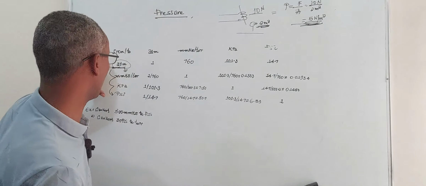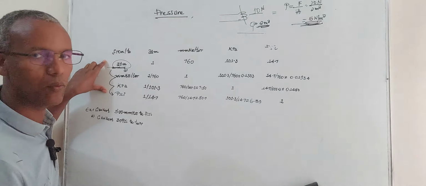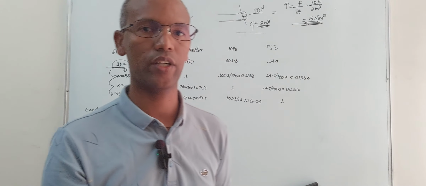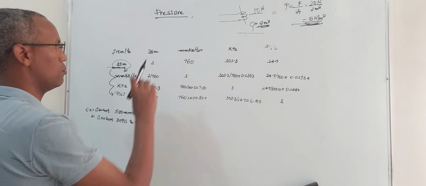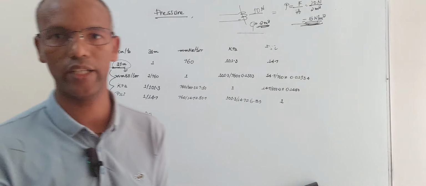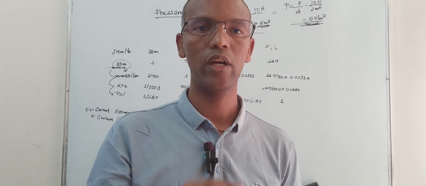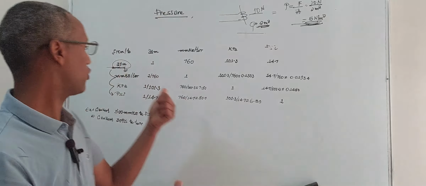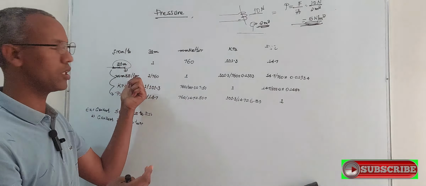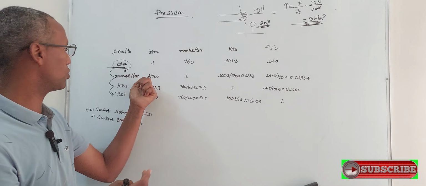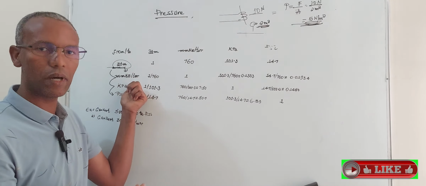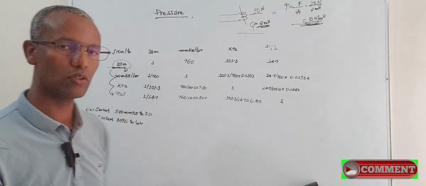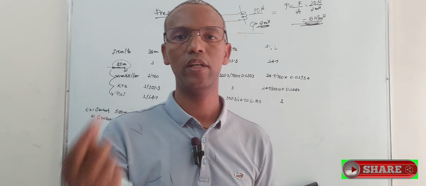These are units that will help you to measure the pressure of an object. Now my intention is I just wanted to show you the relationship between one unit of pressure and another, how to convert from one unit to another: from atmosphere to millimeter mercury, from atmosphere to torr, from atmosphere to kilopascal, and from atmosphere to pound per square inch.